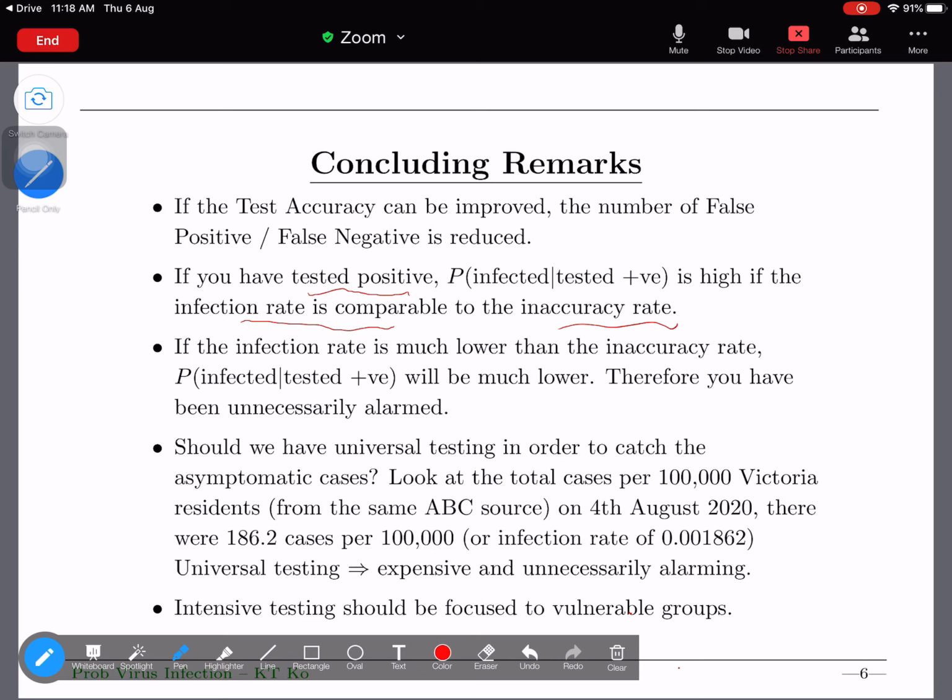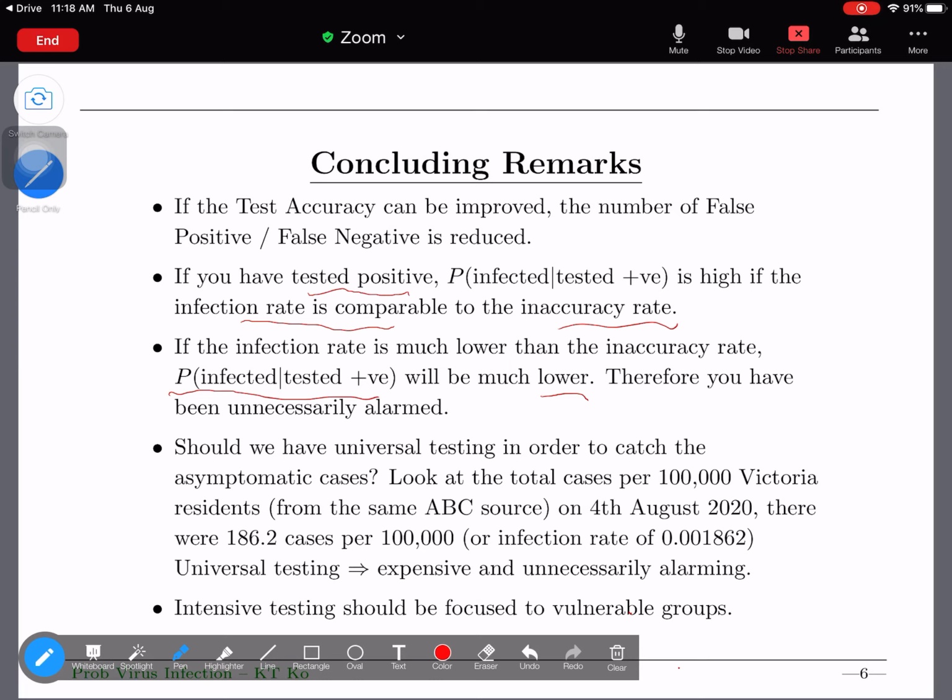Now, in the case of New South Wales, the infection rate is much lower than the inaccuracy rate. Therefore, the probability of actually being infected even after you've tested positive is much lower. So that's the case where you've been unnecessarily alarmed. Okay, so you go back for a second test maybe the next day or the day after you receive the SMS from the test center that you are positive, to come back for a second test. So in the interim period, you will be worried.